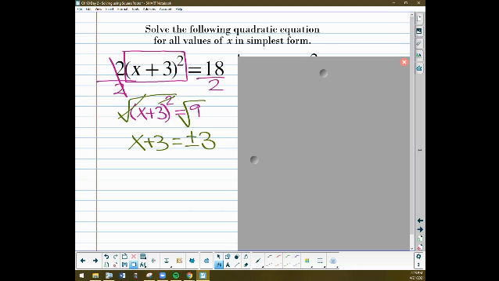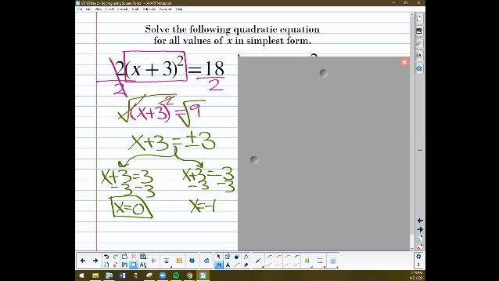Okay, so think about this. Whenever we have vertex form, whenever we have quantity squared, we have to set up 2 equations. x plus 3 equals positive 3, and x plus 3 equals negative 3. Okay, minus 3 from both sides, and I get x equals 0 is one of my solutions. Minus 3 from both sides, and I get x equals negative 6 for my other solution. I still got 2.